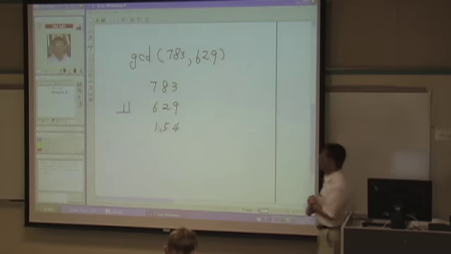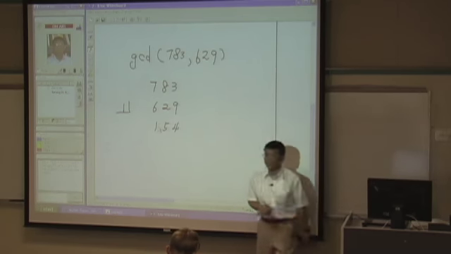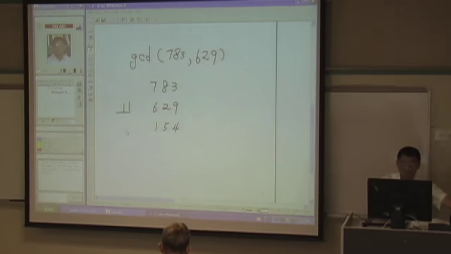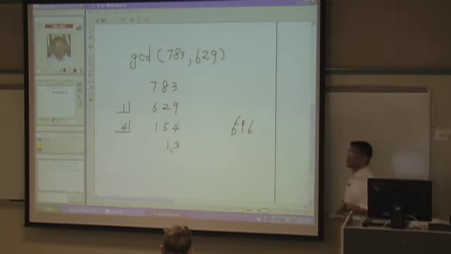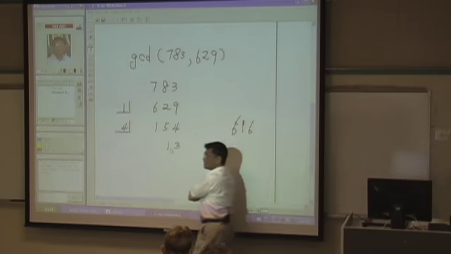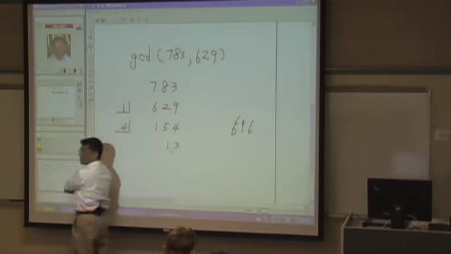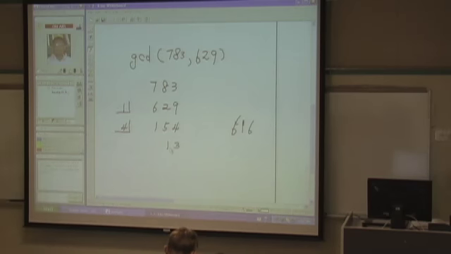Then if you divide 629 by 154, the quotient is about 4, right? 4 multiplied here, then 16. And then 4 multiplied here gives us 20. And then 4 multiplied 6, 16, right? So this is subtracted from this one, gives us 13. Do you follow me? Just simple calculation. And I let you know how to calculate these kinds of things using the algorithm.